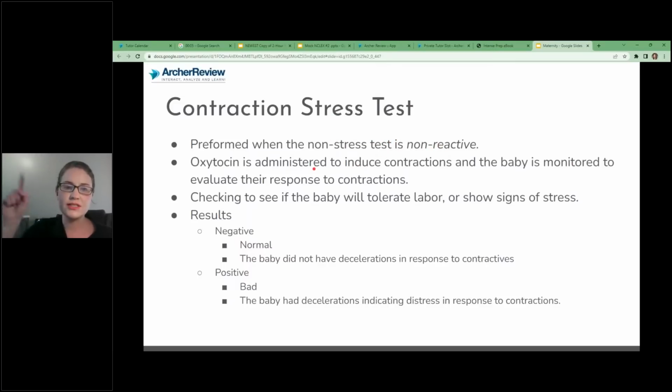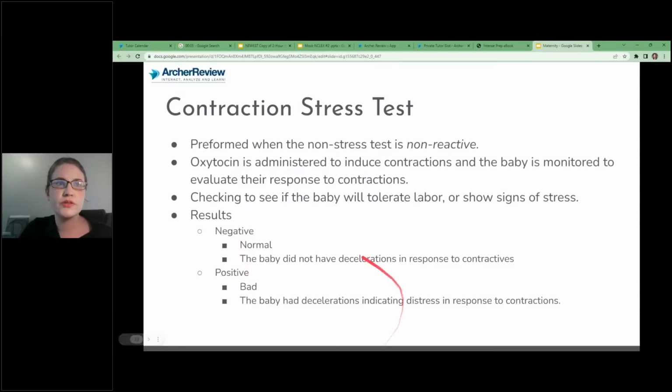This is what we do when the non-stress test is non-reactive. Basically, for this test, we send the mother to the hospital. She always has to do this in the hospital because oxytocin is going to be administered to induce contractions. And remember, oxytocin is an oxytocic. It increases the intensity and speed of contractions. So basically, it kind of simulates labor. And what we want to see is if we increase contractions, what's that going to do to the baby? Are they going to tolerate it, or are they going to show signs of stress?